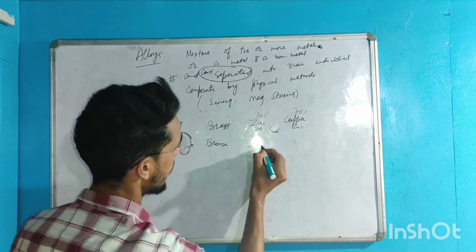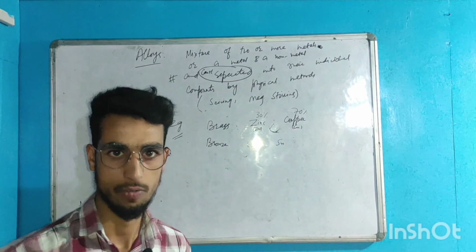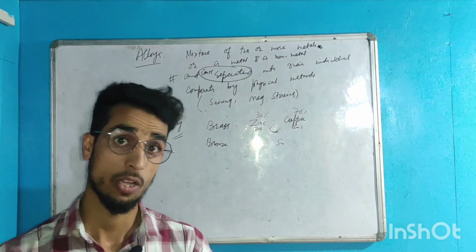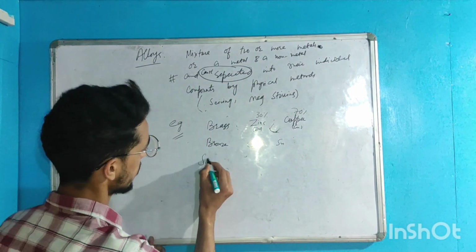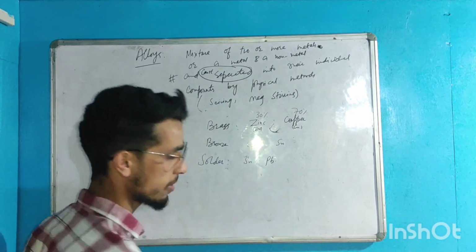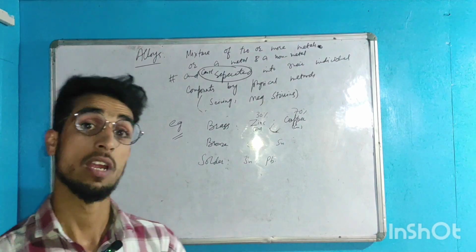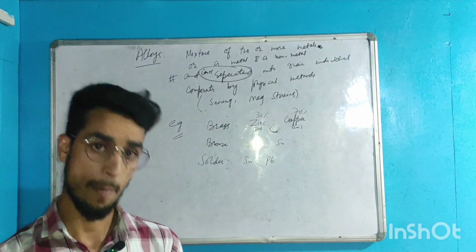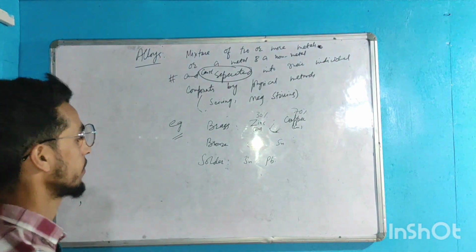Now bronze is the alloy of copper, Cu, and tin, Sn. Now there is no fixed ratio between them. And solder is the alloy of tin and lead. Third one is solder. It is an alloy of tin and Pb. Pb means lead. And there is one more, stainless steel. It is an alloy of three elements, three metals: iron, chromium, and nickel.